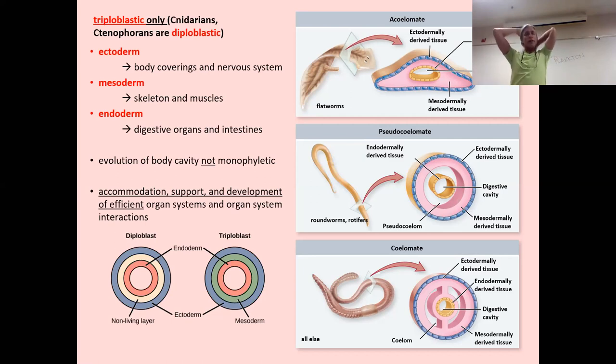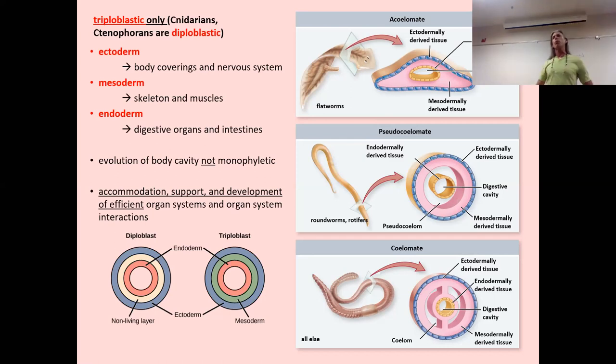If you're a cnidarian, the C is silent, or you're a ctenophorean, the C is silent, on both of those, jellyfish or comb jellies, you only have two tissue types. You're diploblastic. Those are the only ones. Remember, sponges have no tissues. These are only a collection of cells.